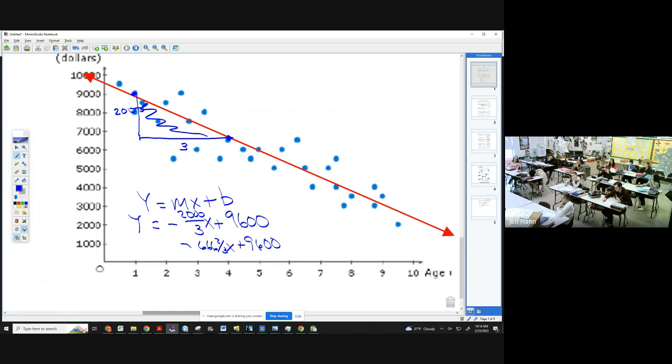Wait, but how does this 2,000, Sophia, each one of these is just 1, 2, 3, 4. Sophia, the width of your triangle from here to here is only 1, 2, 3 units. There's no thousands down here. This is your age. Look at the scale down here. Not always are these scales going to be the same.